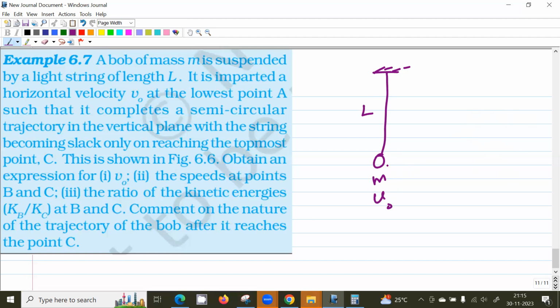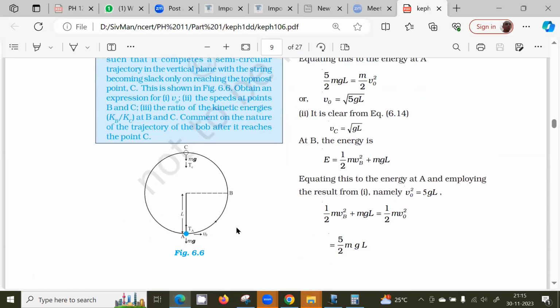M and L. So from here it goes up to here. Okay, they're given the figure 6.6. This one. Okay. C is the topmost point. B is this middle point.